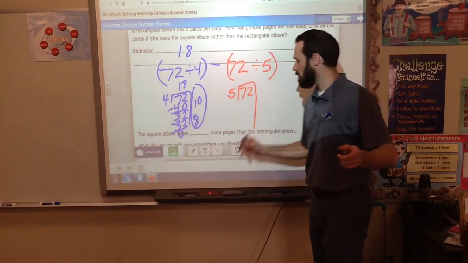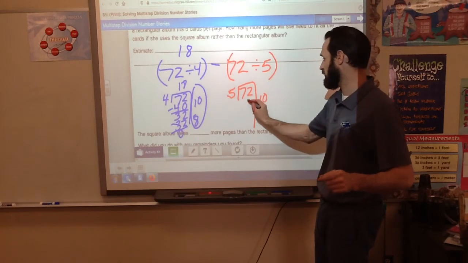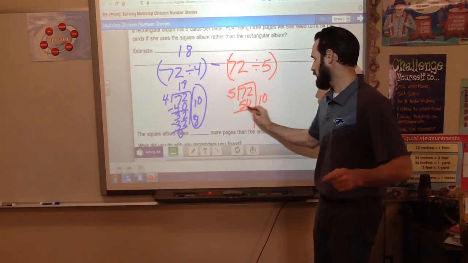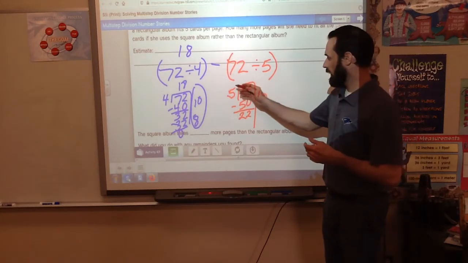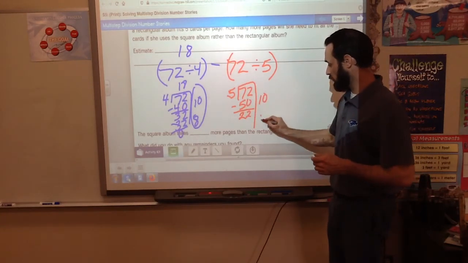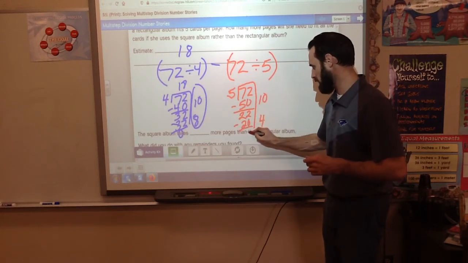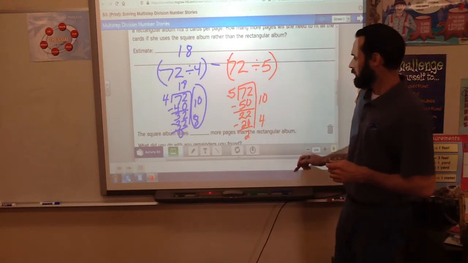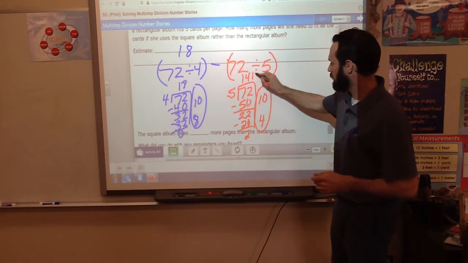On this one, again, you can only do 10. 5 times 10 is 50. When you subtract, you'll get 22. So you're thinking, how many 5s can go into 22, which is 4? 5 times 4 is 20. And subtract, and you get a 2. So your answer here would be 14, remainder 2.